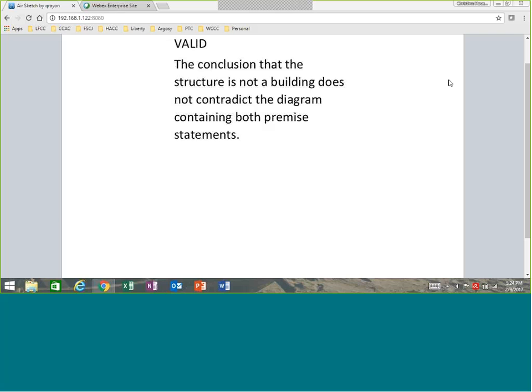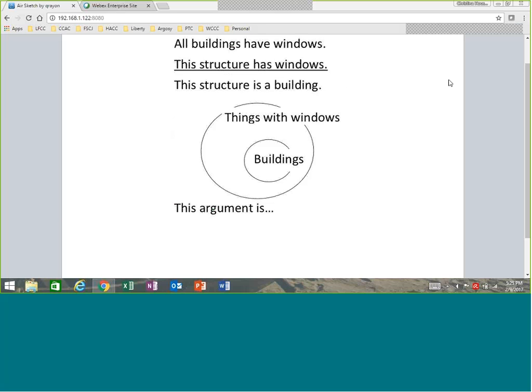Okay, let's try another one. Sort of like the last one, but slightly different. All buildings have windows. Now, when we get into looking, we're just focusing on this. I'm going to temporarily ignore the conclusion altogether. When we draw the diagram, we're just looking at the premise statements, and that's it. So all buildings have windows. There's my buildings inside the windows circle. This structure has windows. So now I need to put an X for this structure.